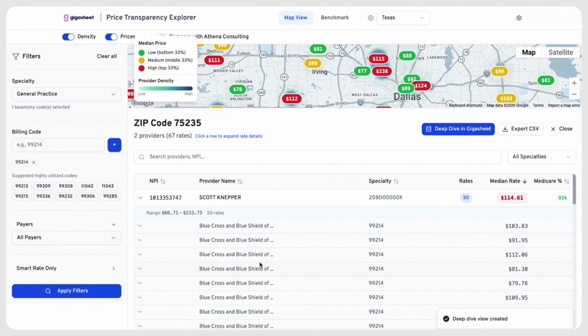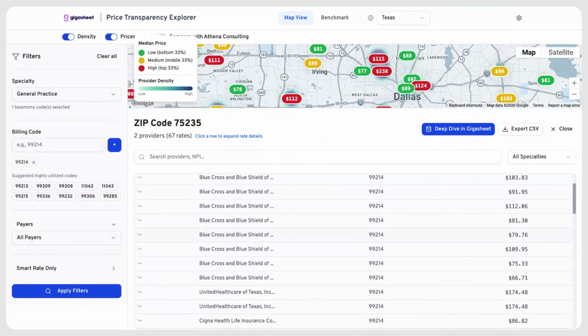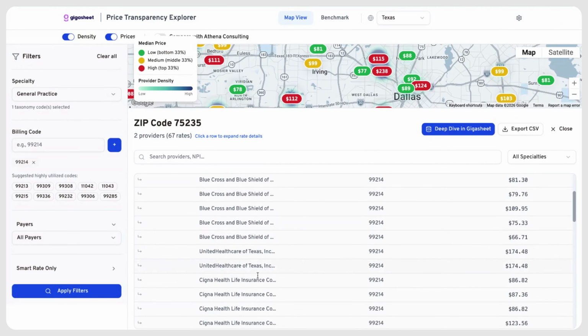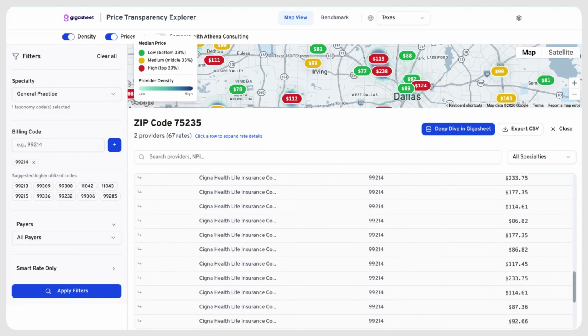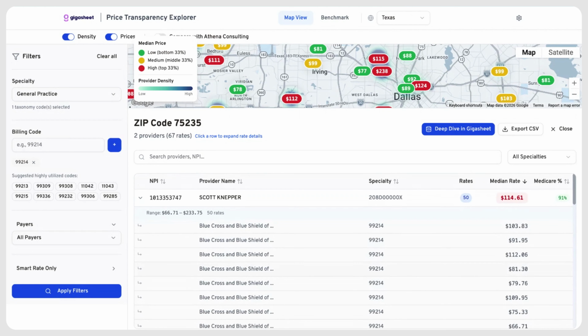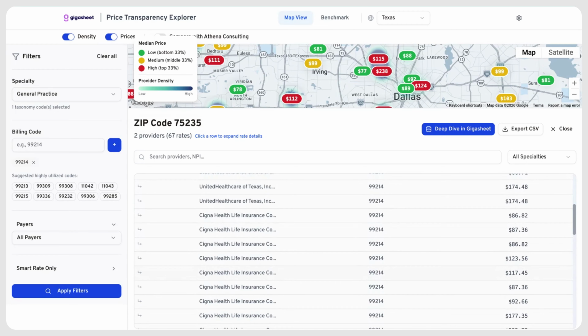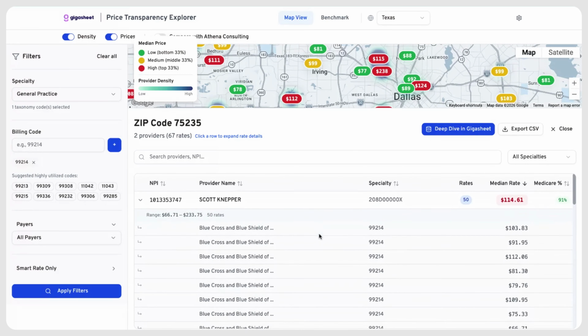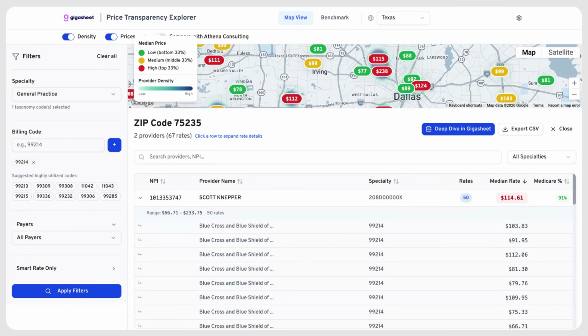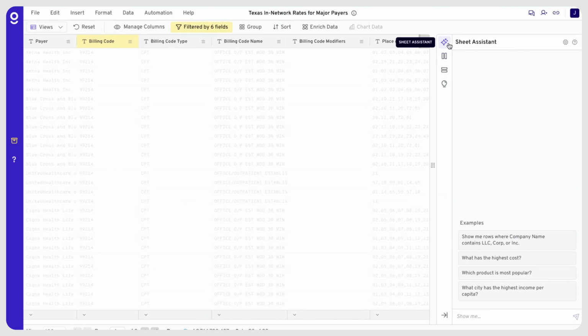So this is popped in here. We can see we have rates for Blue Cross Blue Shield, United, Cigna. There are a whole lot of rates here, which is a little odd, you might think, because how many rates do you need for a single office visit in this case? And that's really where we want to drill into the underlying raw data in Gigasheet.